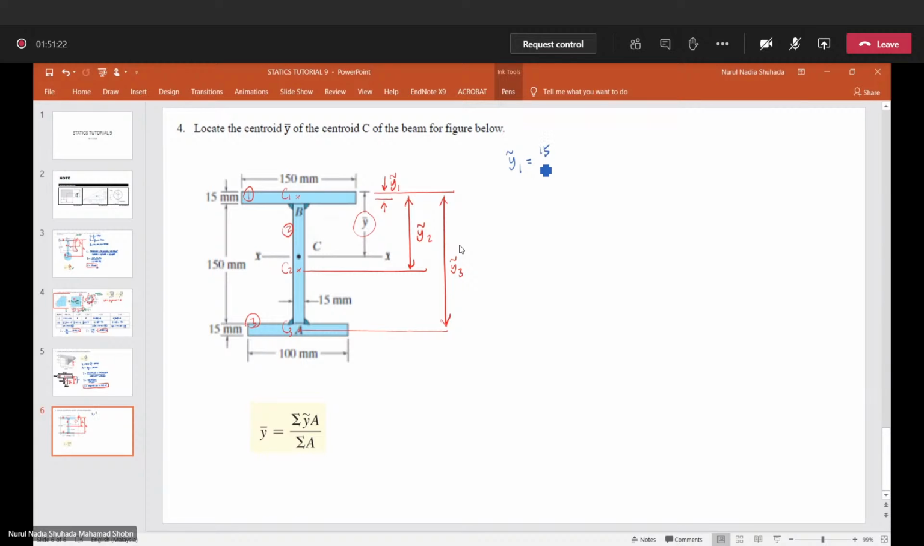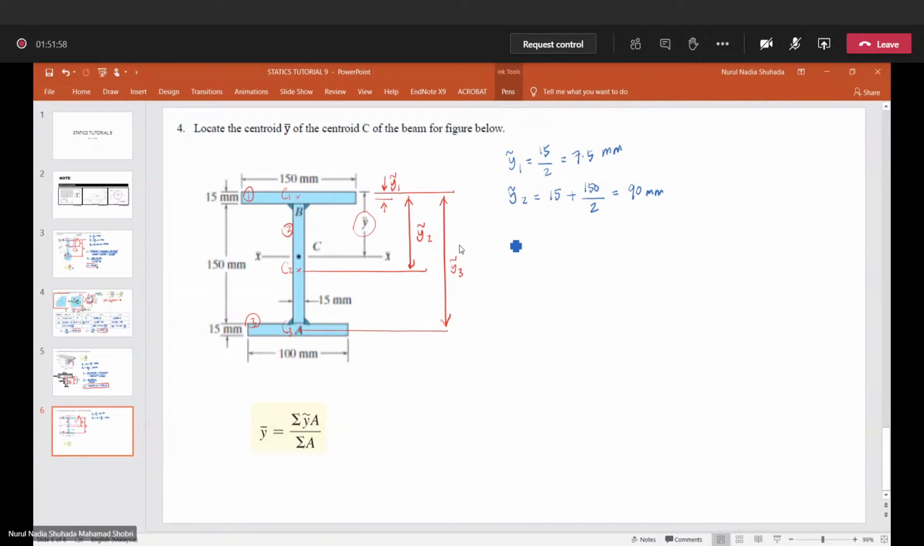15 divided by 2 will equal 7.5 mm. And Y2: 15, which is the length of segment 1, plus the length of segment 2, 150. You have to divide by 2, and then you will get Y2 to be 90.0 mm.